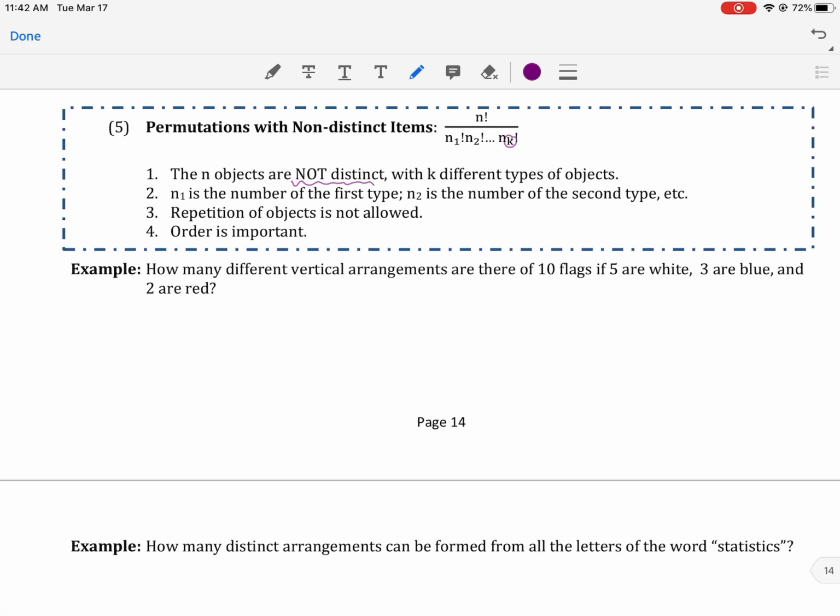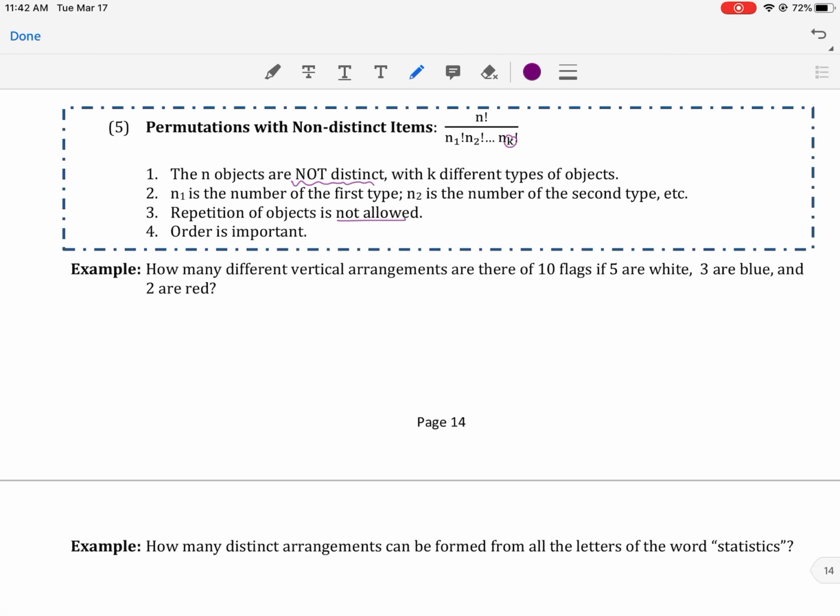So if we were talking about maybe letters that repeat in your name, with my last name being Hill, I only have one letter that repeats, and that L would represent the number 2, because that's how many times L is repeated. Repetition is not allowed. So even though we've got multiple objects, we cannot use that object more than once.